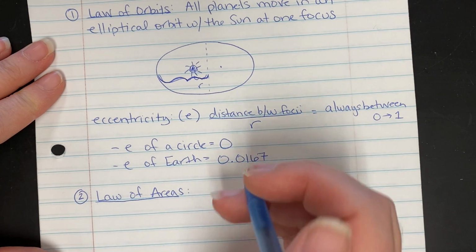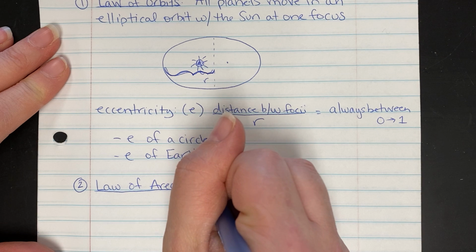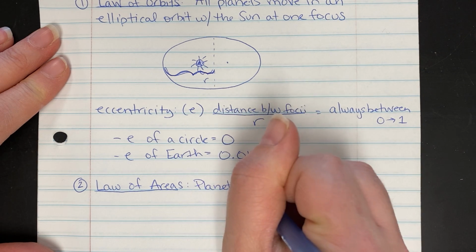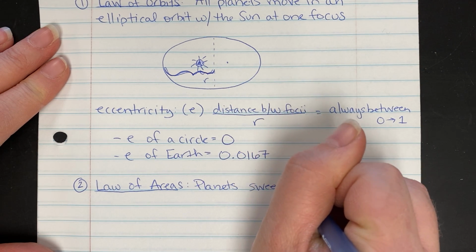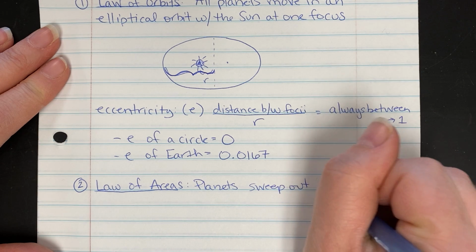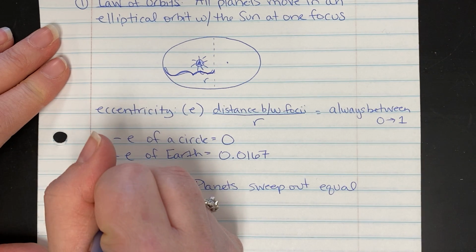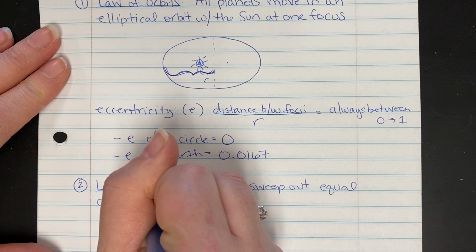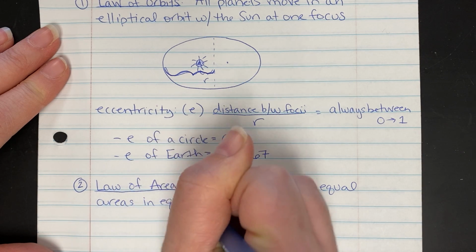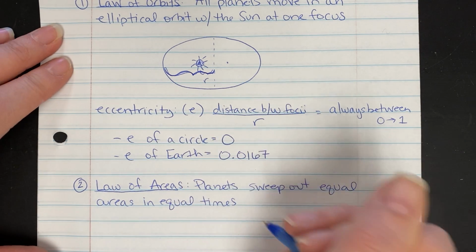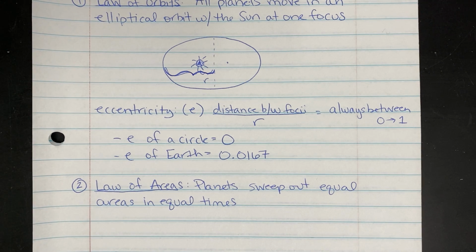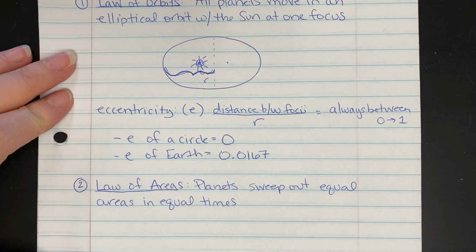And what Kepler is saying is that planets sweep out equal areas in equal times. And hopefully you remember this again from that Mechanical Universe video where we saw this in action.